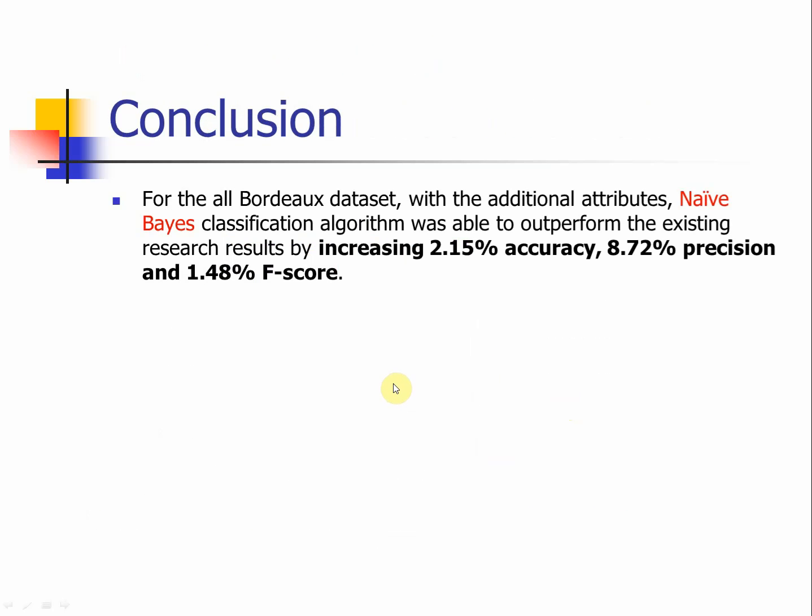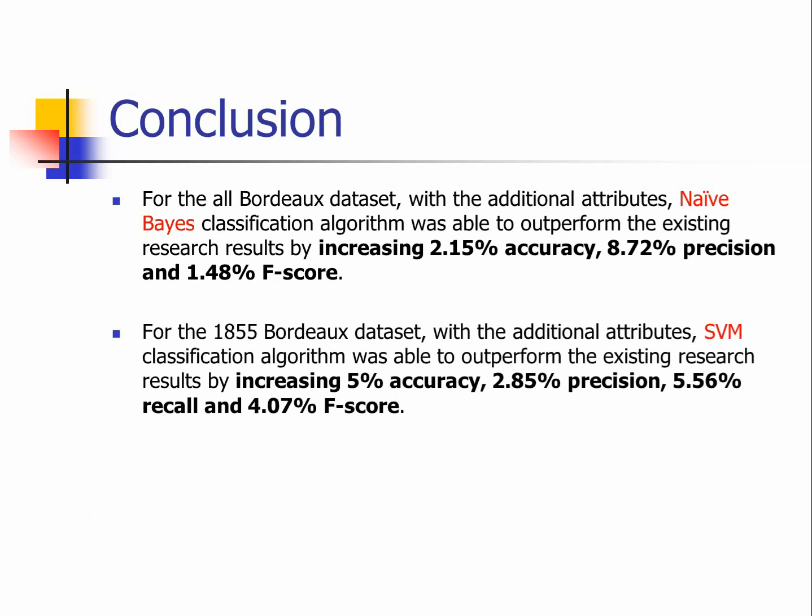So, conclusion. For the all Bordeaux dataset with the additional attributes, the naive Bayes classifier algorithms are able to outperform the existing research by increasing 2.15% accuracy, 8.72% precision, and 1.48% F-score. For 1855, when SVM is applied, it can increase about 5% of the accuracy, 2.85% precision, 56% recall, and 4% of the F-score. So these are the findings that we have found.